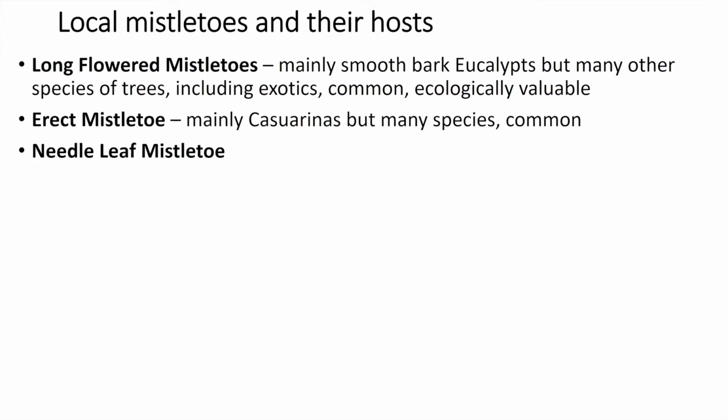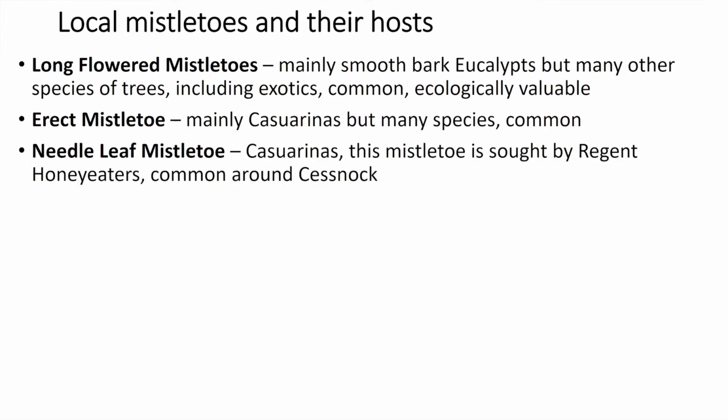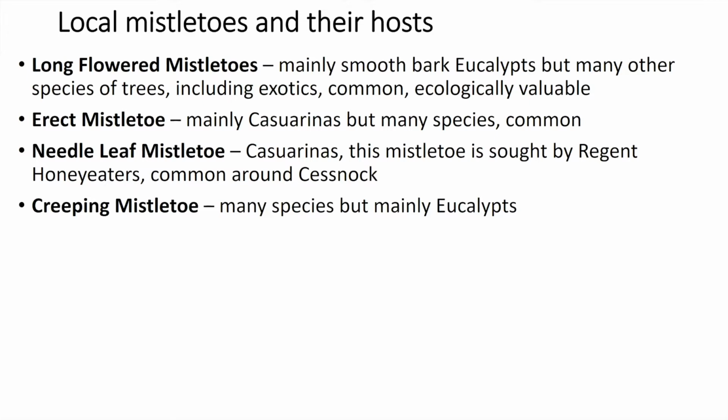And the Regent Honeyeater, which is an endangered species, loves to feed on this species. And this species is common around Cessnock. And I would think in the lower Blue Mountains or upper Blue Mountains, it should be there, but I can't recall seeing it. Creeping mistletoe, that can be very common in some areas. Mainly grows on eucalypts, but can grow on exotic trees. Banksia mistletoes, of course, grows on Banksias, but also quite a few exotics.